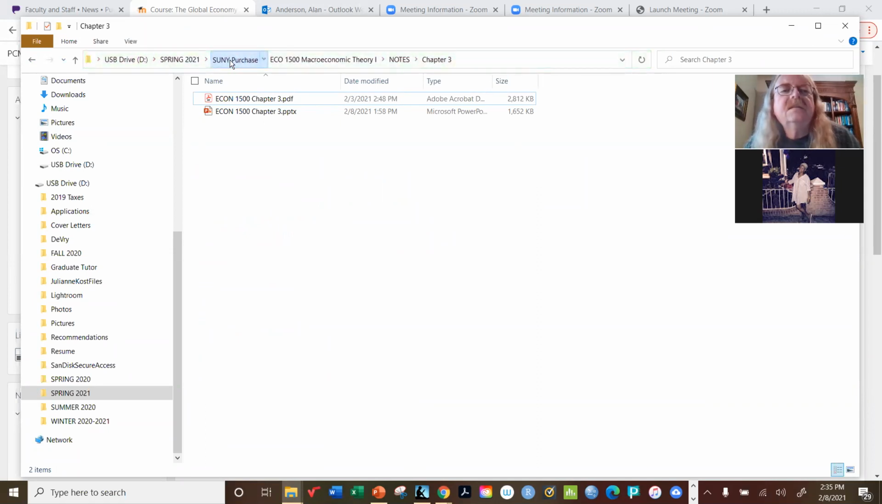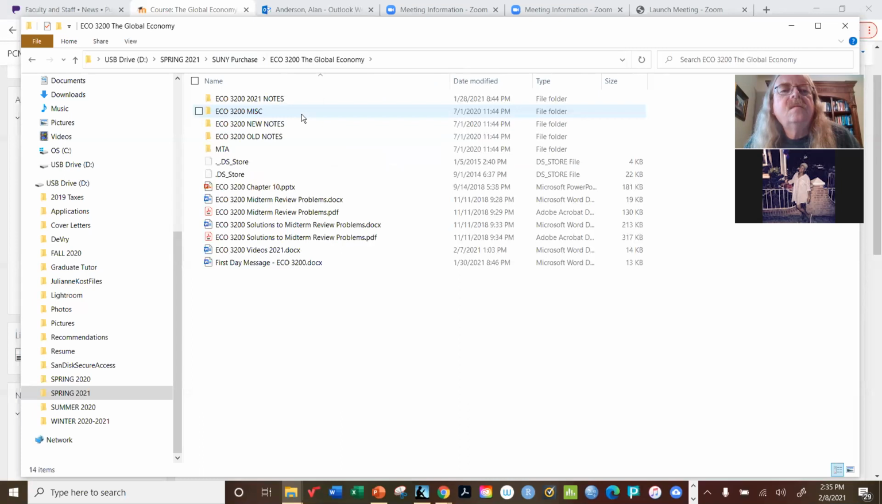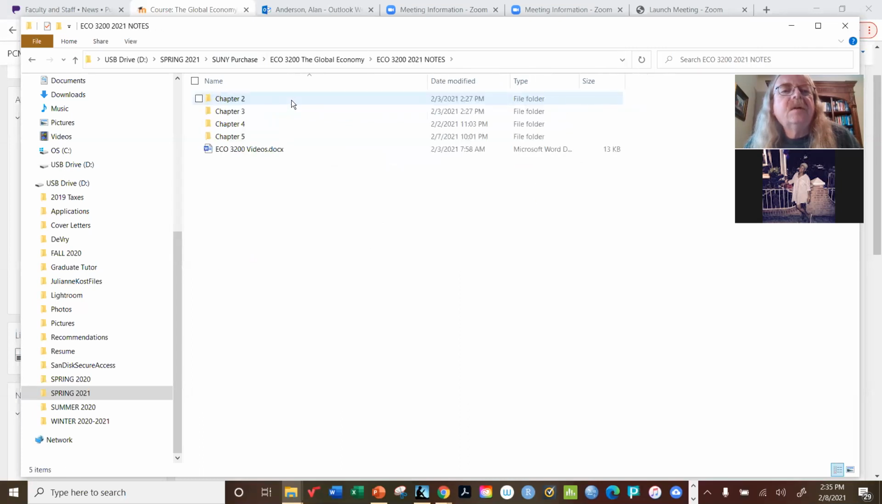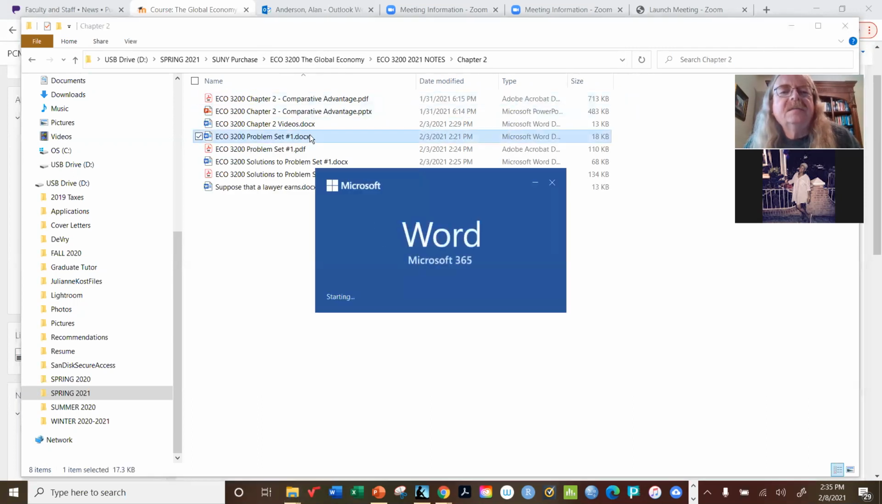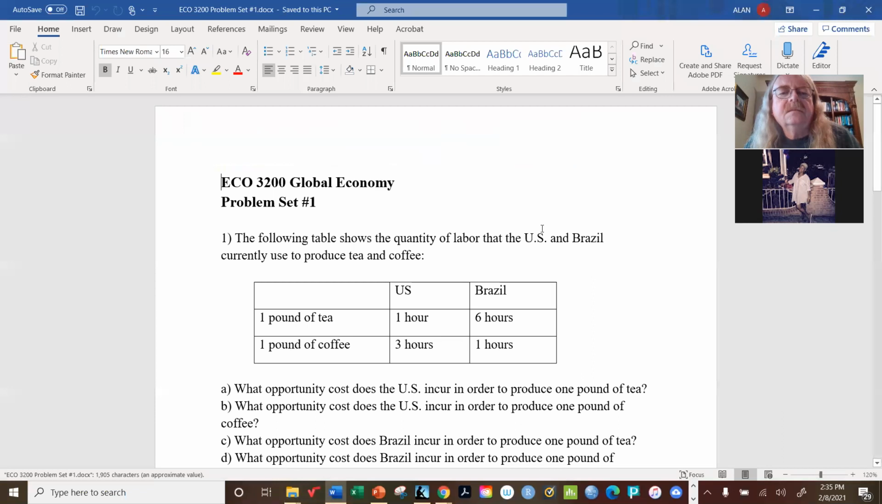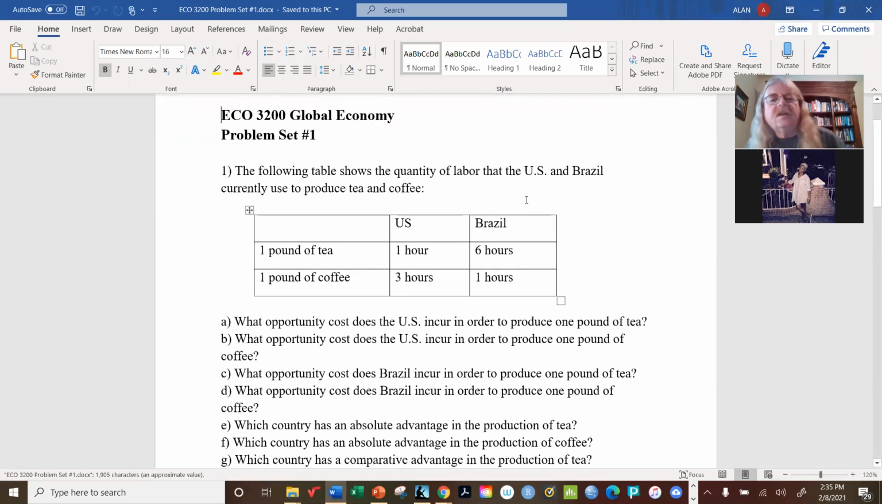Hold on one second. So again, this is problem set number 1, I think I called it. Why, yes, it is right there. Okay, so we start out with a case where we have the US and Brazil, and each of them is capable of producing tea and coffee.